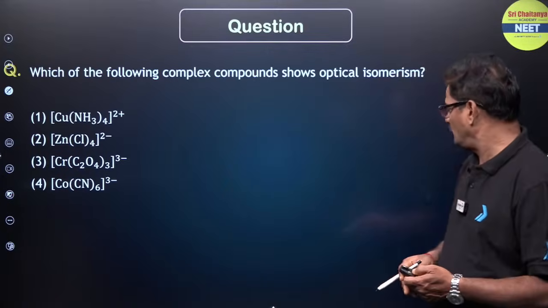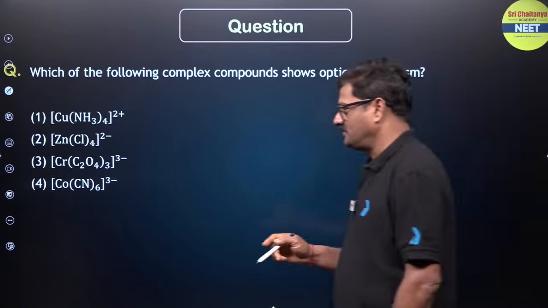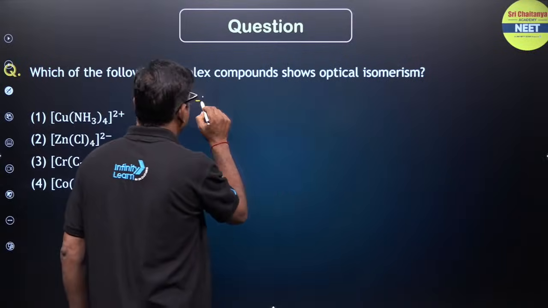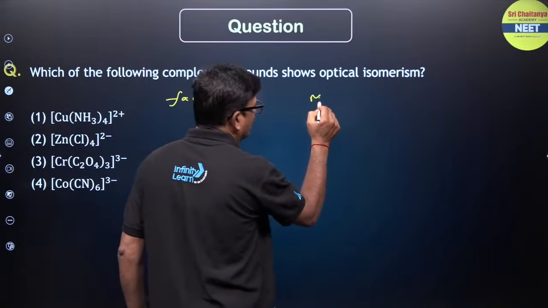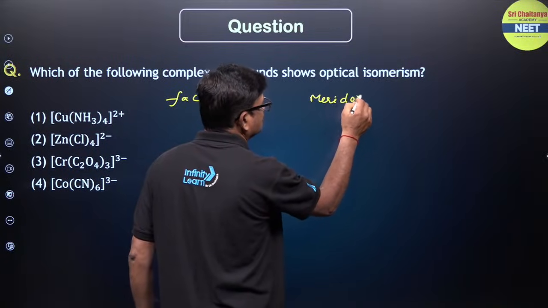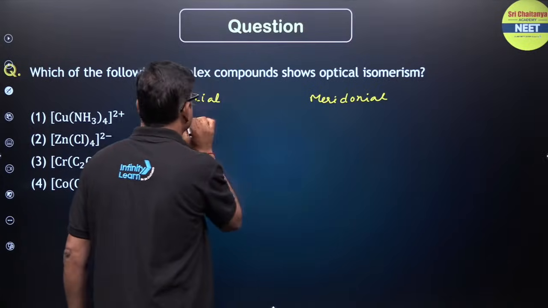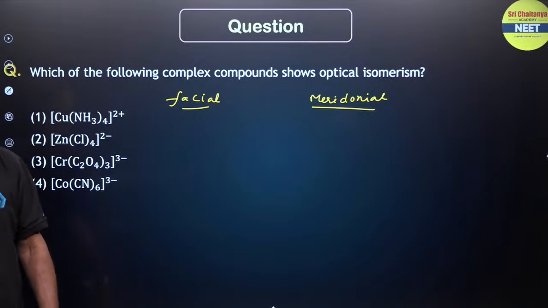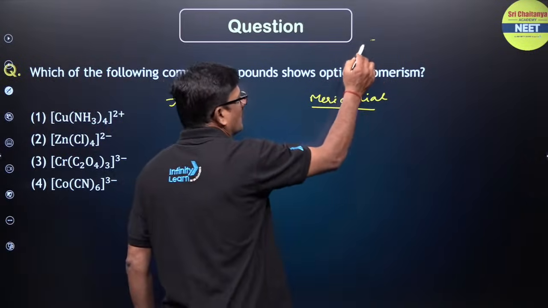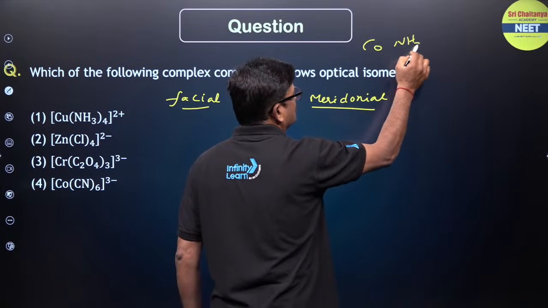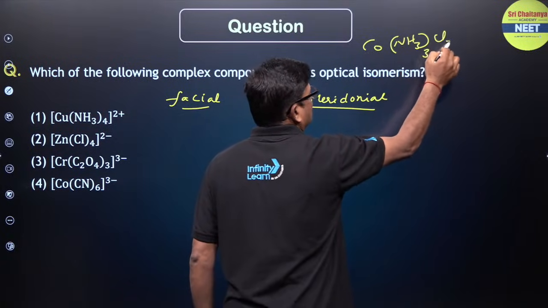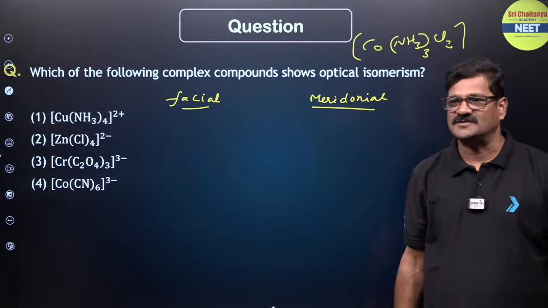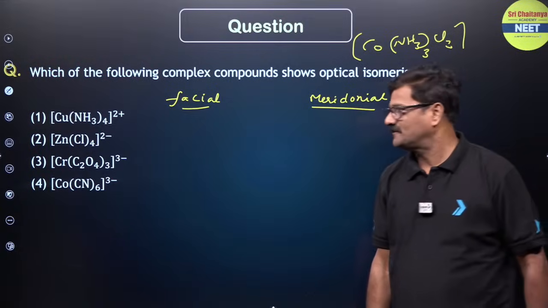I want to say one important thing here: fac and mer isomerism, facial and meridional. What is this facial and meridional? Let us see. [Co(NH3)3Cl3] can show fac and mer isomers. It is a type of geometrical isomerism with octahedral complexes.